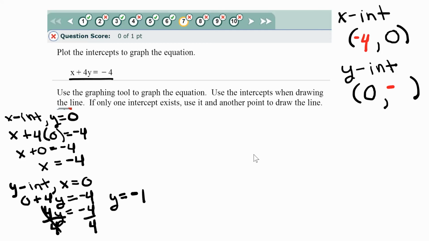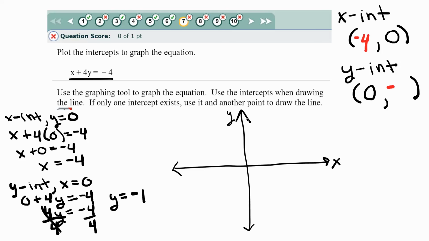Now, this question online asks you to use the graphing tool. We don't have access to that right now, so I'm just going to graph it here, drawing a rough set of axes. Always remember that our x-axis is the horizontal axis, the y-axis is the vertical axis, and now we're going to plot these 2 points. Oops, I forgot the 1. This is the point y equals -1. The first point I'm going to plot is the x-intercept, which is -4, 0.